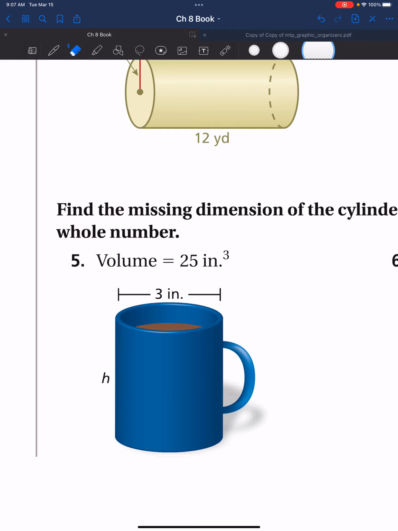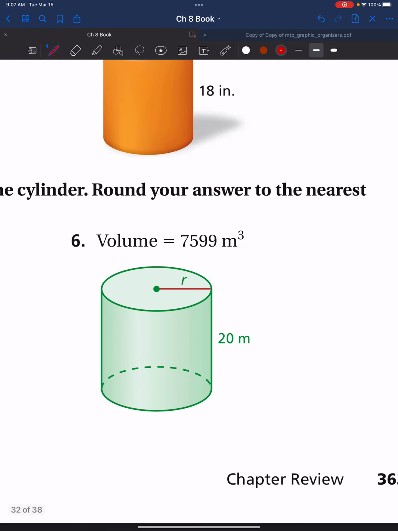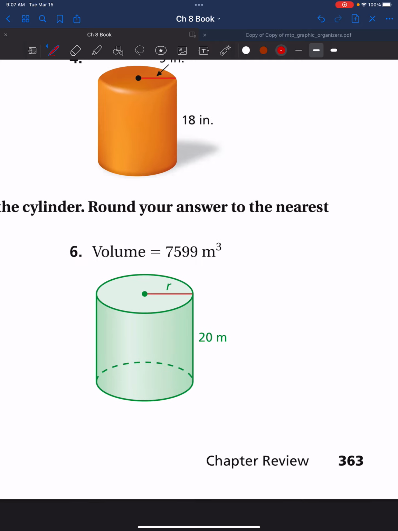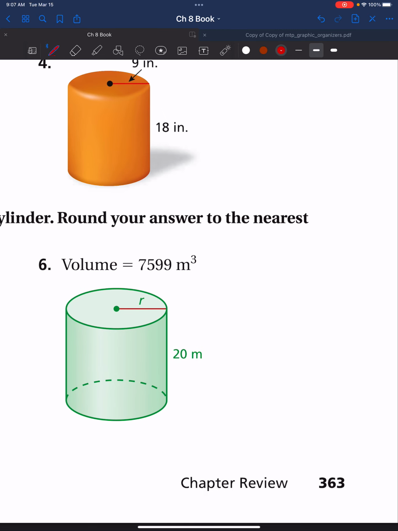It's problems like number 6 that have a few more extra steps to them when the radius is missing. So I would like to do 6 with you. Go and write number 6 on your paper. We are trying to find the radius. First step, always, write down the formula. Okay? Fill in the things we know. I know the height is 20. I know the volume is 7,599. They didn't try to trick me with a pi symbol. Okay, that's all you have to do. Just fill in the things you know.